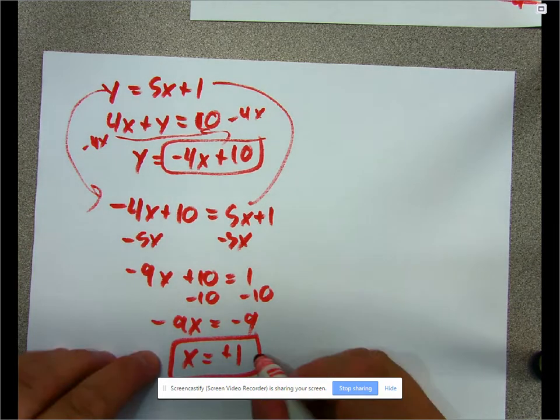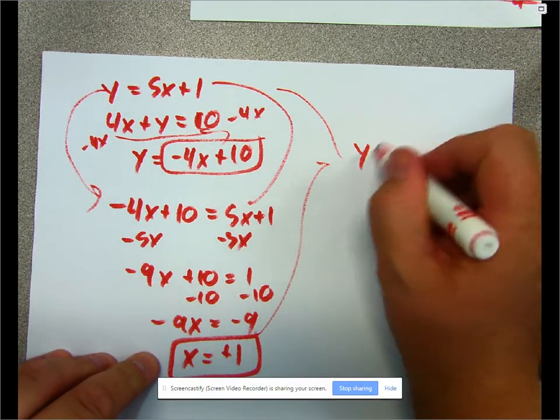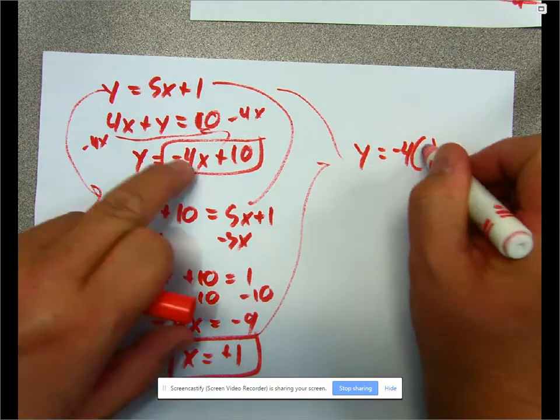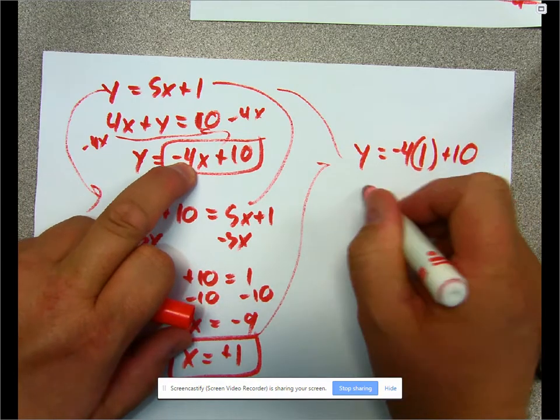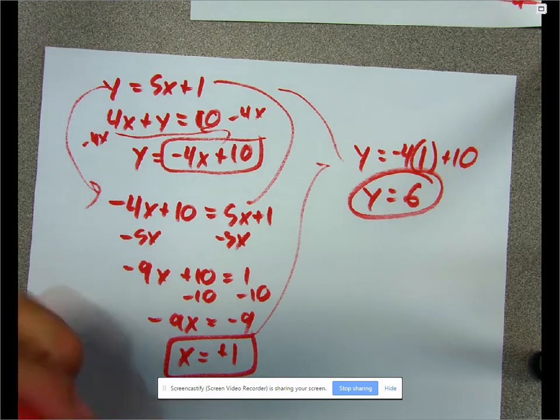And again, once x equals 1, I can plug it in anywhere. y equals negative 4 times 1 plus 10. y equals 6. There we go. So that is substitution.